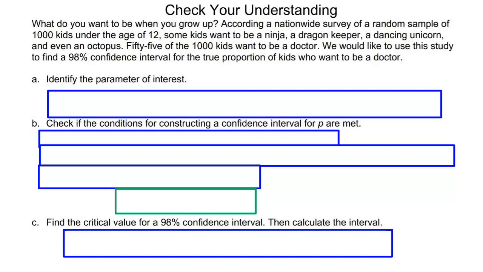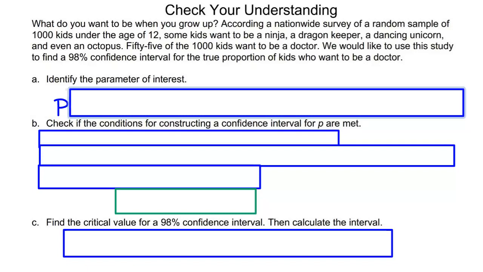All right, so let's start off with what is the parameter of interest? Kids nationwide under 12, what kids under 12 nationwide want to be? Close. P equals the true proportion of kids under 12 who want to be a doctor. That's it, right there. So you have to start with what the parameter is. In this case, it's P, not P hat, because P hat is a statistic.